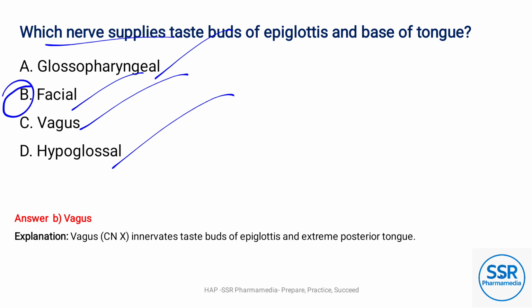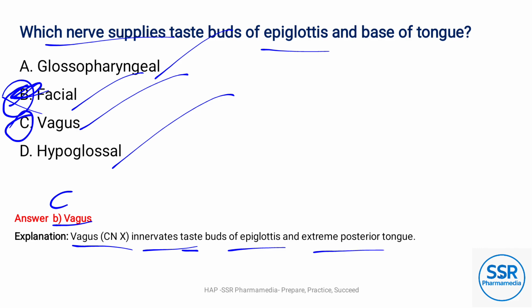Sorry, that answer is wrong. It is the vagus nerve. The epiglottis is supplied by the vagus nerve. So the answer is C, the vagus. Vagus is cranial nerve 10, so it innervates the taste buds of the epiglottis and extreme posterior tongue.